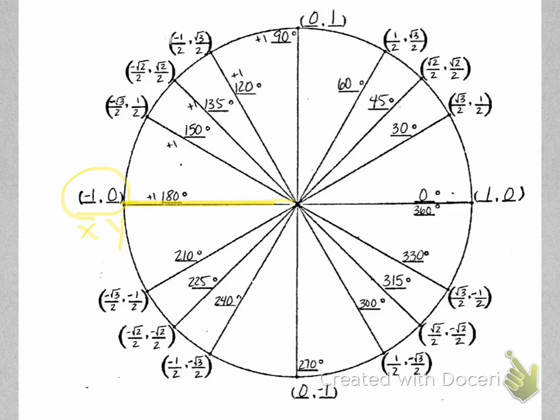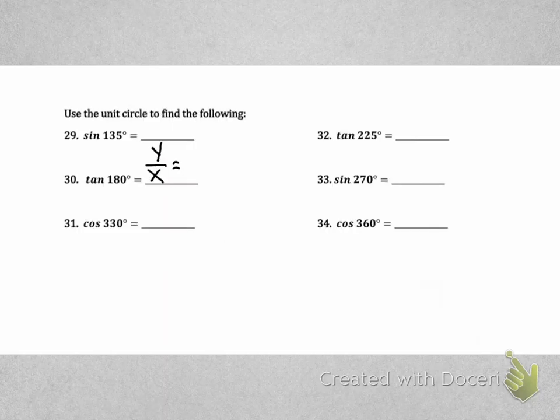So let's go back to our problem. The y value was 0. The x value was negative 1. Now, is it okay to have 0 on the numerator? Yes. And the answer is just 0. All right, I'm going to skip over to number 32.